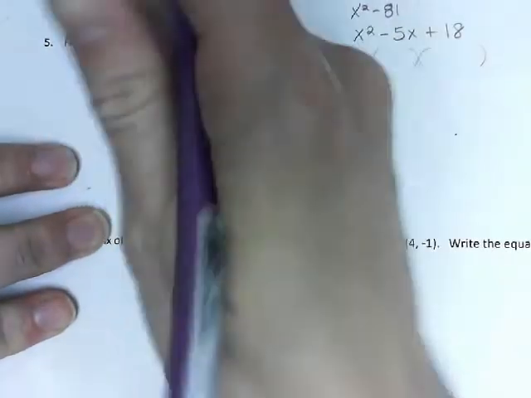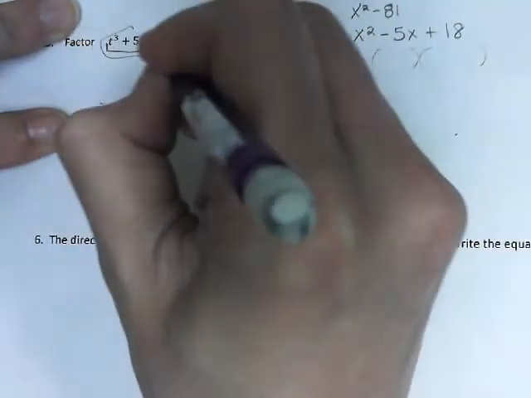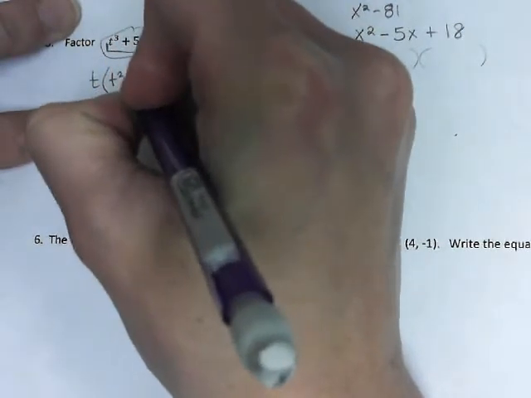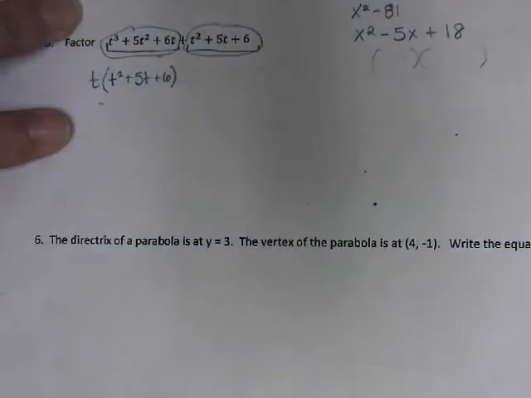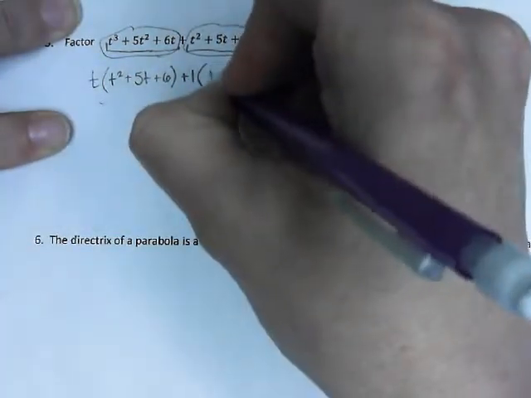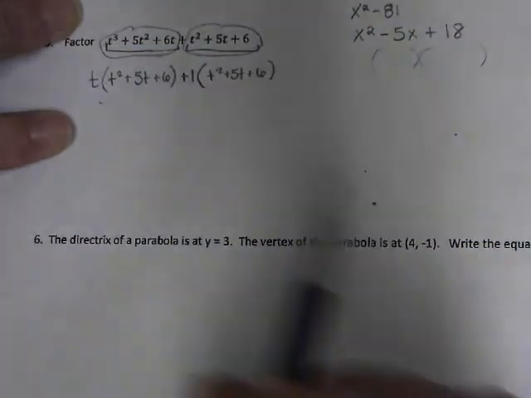So I do 3 by 3. And out of this first group of 3, I can pull out a t, leaving me with t squared plus 5t plus 6. Out of the second grouping, I can pull out really nothing, so a 1. You have to pull out something when you're grouping, so a 1. And that's not going to change a thing when you divide out a 1.